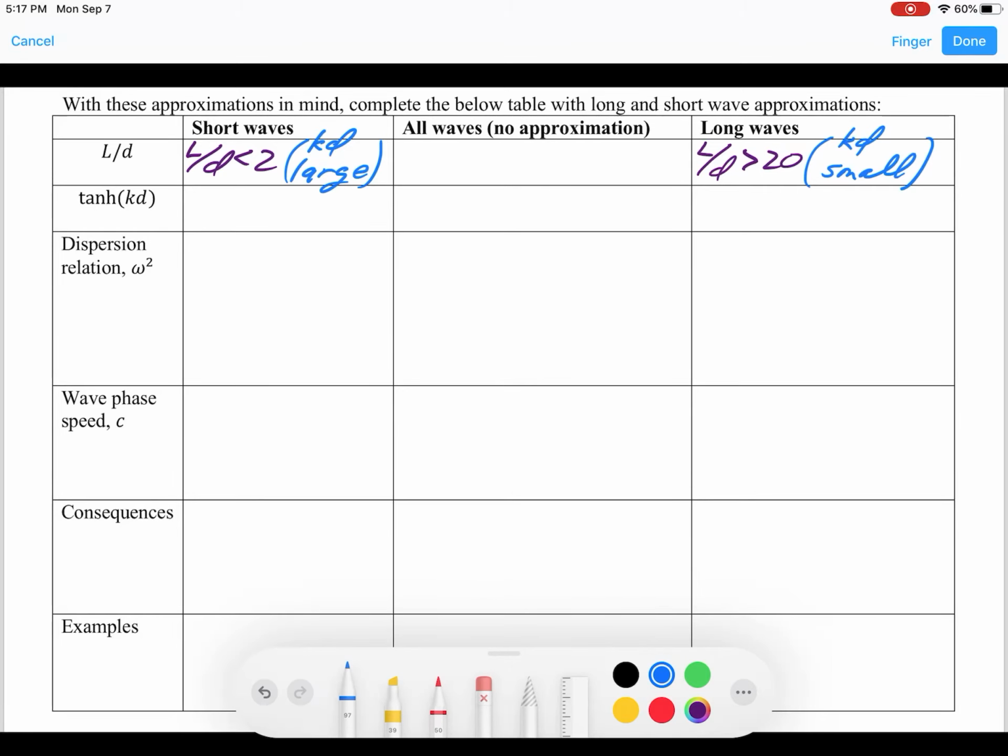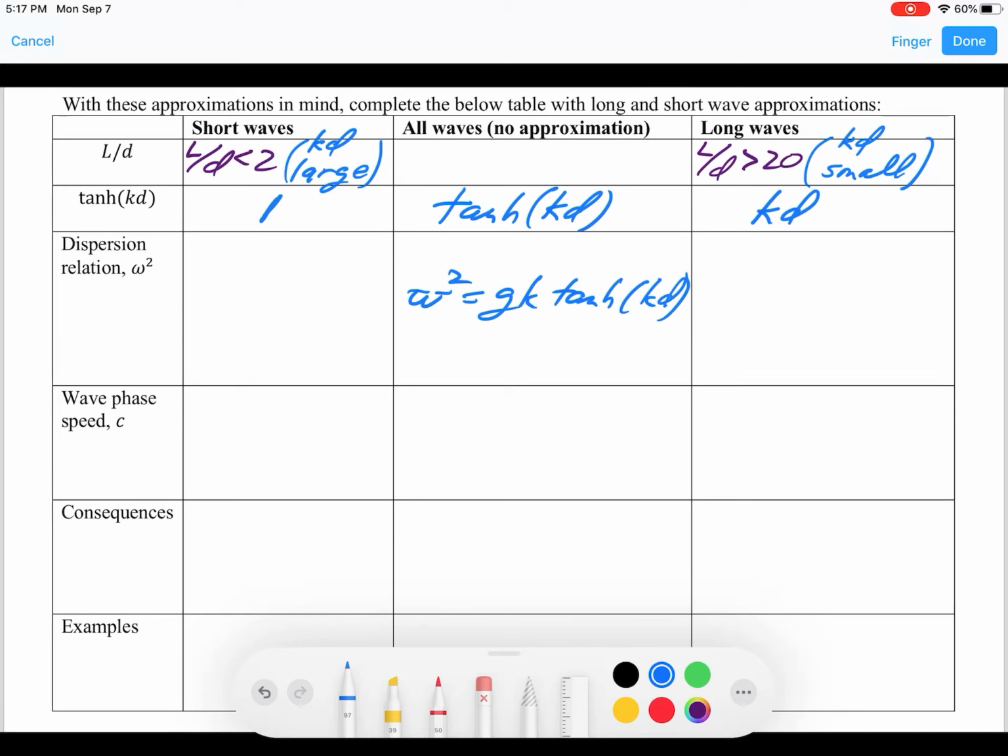So hyperbolic tangent of KD when KD is large, hyperbolic tangent goes to 1 actually. And for long waves when KD is small, hyperbolic tangent of KD actually just goes to the argument itself, KD. Regardless if you're short or long wave or intermediate, you can always just plug it into tangent of KD, right? Now the full dispersion relation is omega squared is equal to GK hyperbolic tangent of KD.